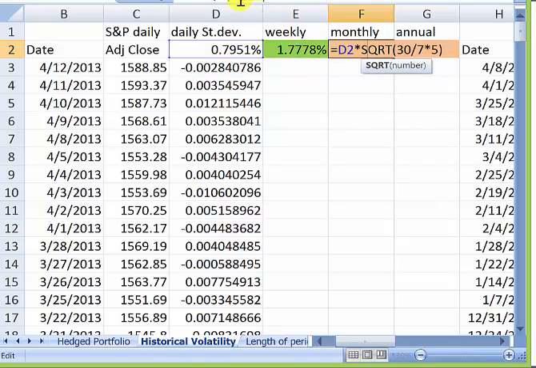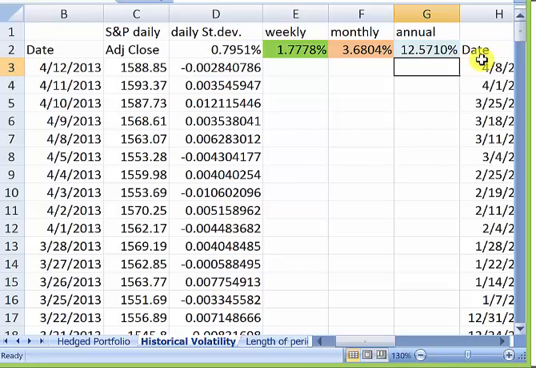For monthly, I assume 30 days in a month and 7 days in a week, so the number of weeks in the month times 5 days a week. The monthly standard deviation comes to 3.68%. Then to annualize that, take the square root of 250 business days, based on the daily standard deviation. We have an annual standard deviation of 12.57%. So that's from the daily standard deviation.